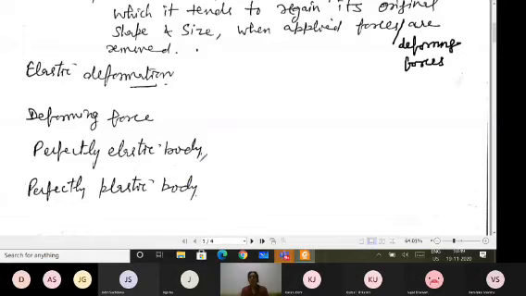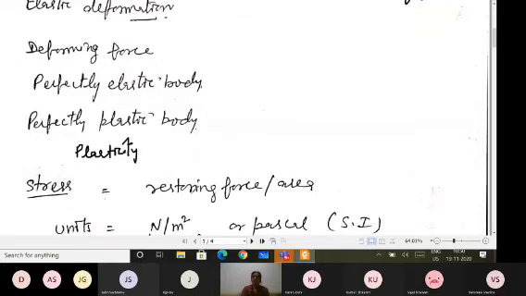In nature, we have bodies which lie in between the perfectly elastic and perfectly plastic bodies. For the perfectly plastic bodies, the property due to which it does not change its original shape or size even after the removal of the deforming forces, we will call plasticity. As I said, in nature we have bodies which lie in between the elastic and plastic.